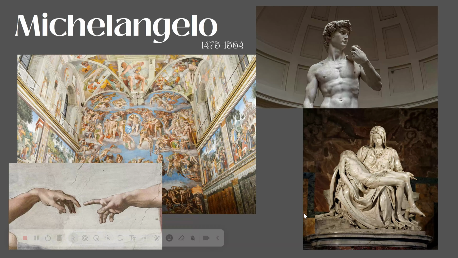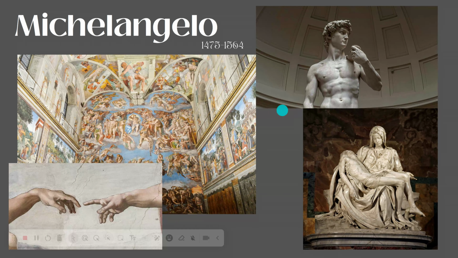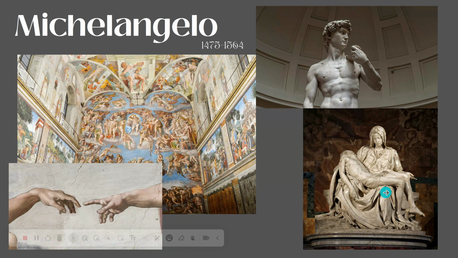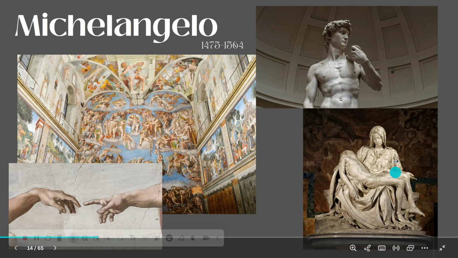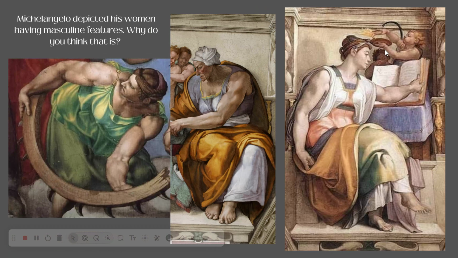Okay, the next artist we're going to talk about is Michelangelo, and we all know him as well. He's very well known. We know him mostly for the Statue of David, the Creation of Adam up there in the Sistine Chapel, and the Pietà. So not only was Michelangelo known for his paintings, but also his sculptures. Now, Michelangelo was great, however, he did mess up just a little bit. At least I think he did.